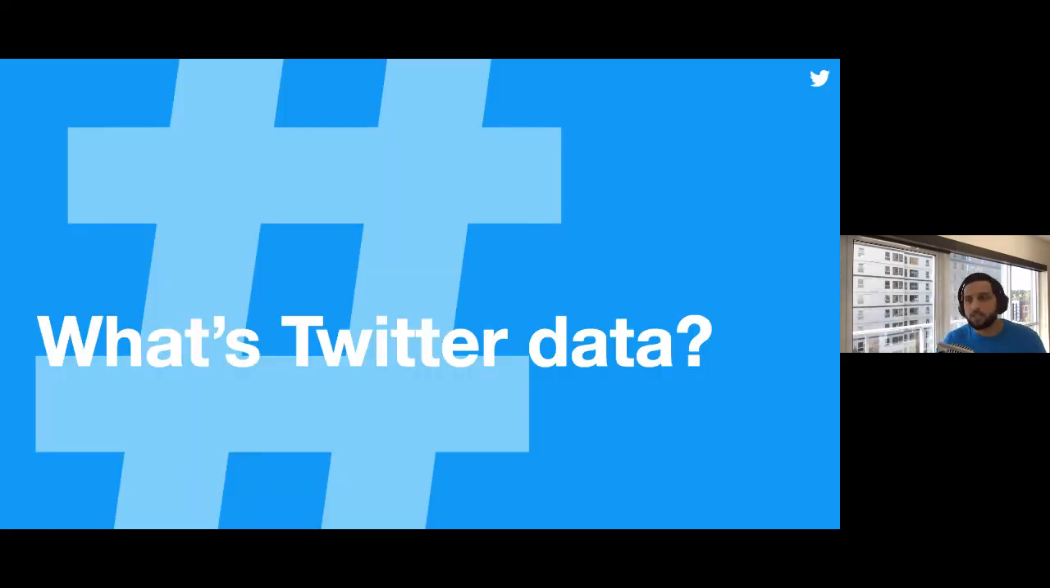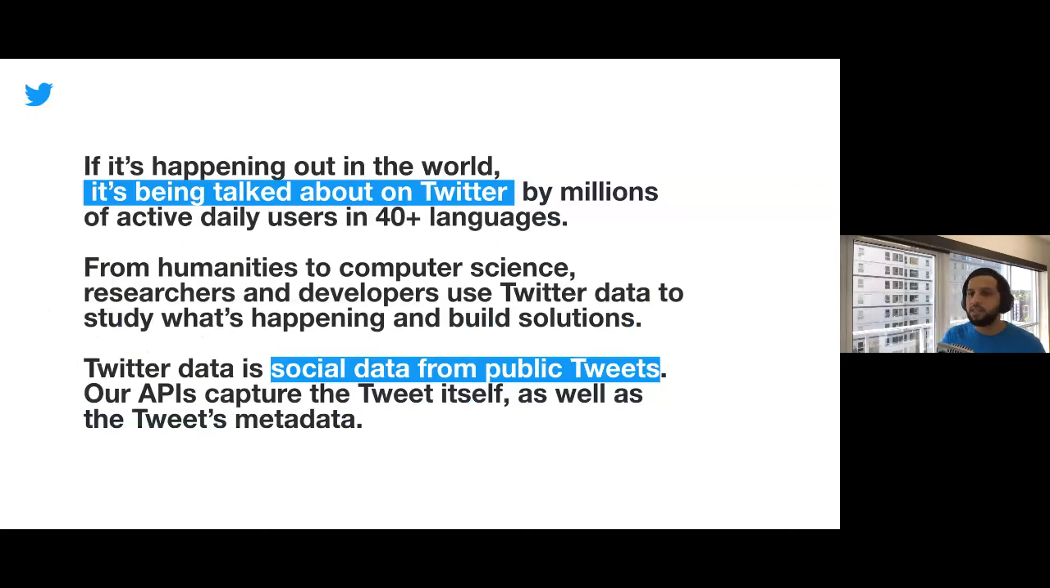So firstly, what is Twitter data? Twitter data is anything that's made available publicly via our APIs. It's basically what's being talked about on the internet by millions of active daily users in a bunch of different languages. It's also used by people in the humanities, as well as in computer science, social sciences, and so on, to study what's happening on Twitter and in the general public.